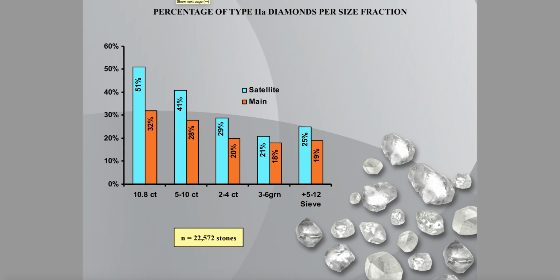So here we have the percentage of type 2 diamonds per size fraction in the satellite and in the main type, and for statistical reasons they have checked 22,572 stones. In the Letseng mine we have the situation that you have more type 2 diamonds. On the x-axis we have the weight in carat: 10.8 for over 10 carat, 5 to 10 carat, 2.4, 2 to 4 carat, 3.6.